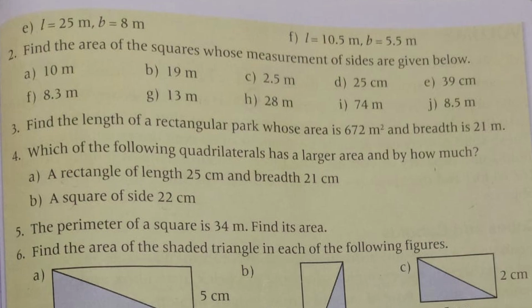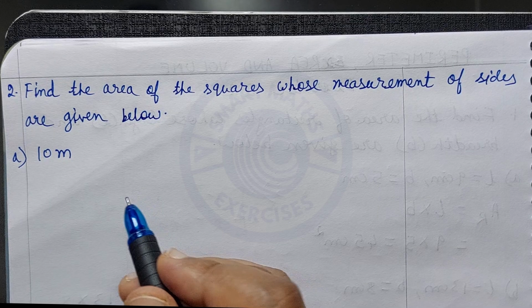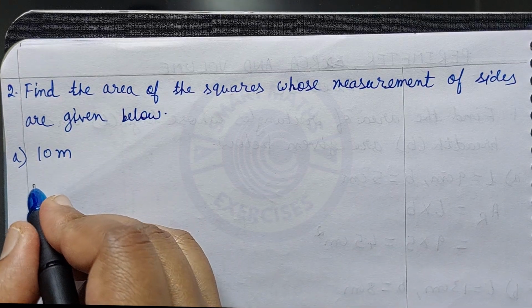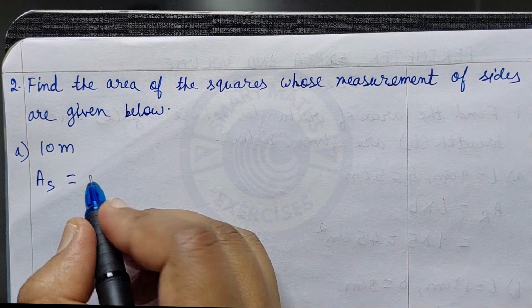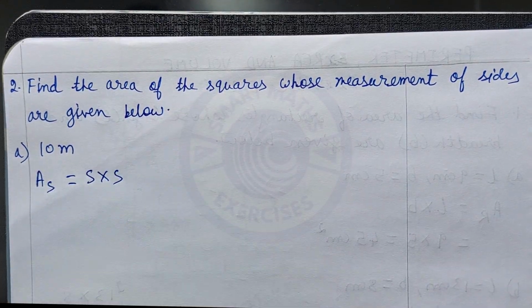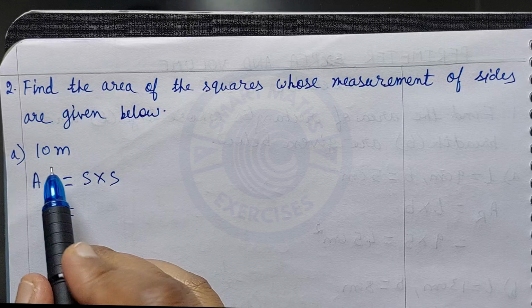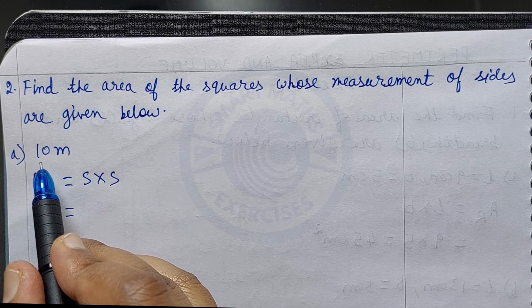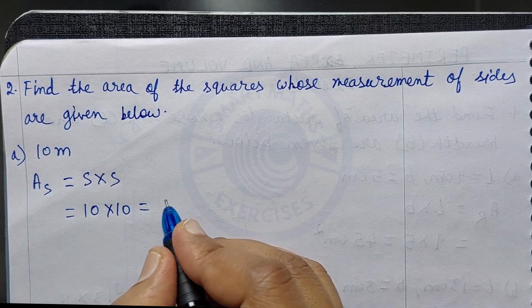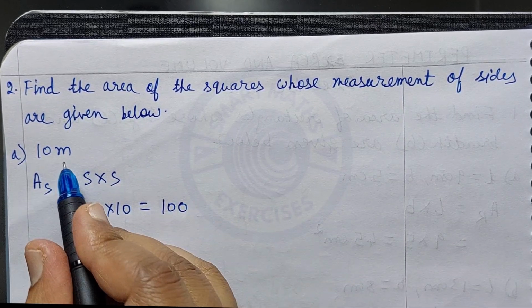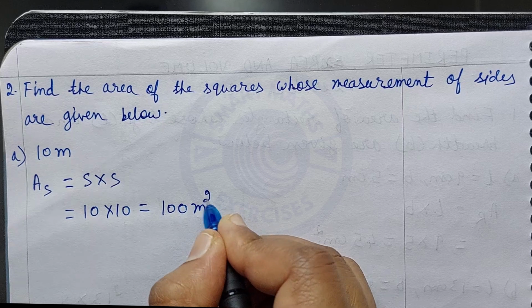Next, find the area of the squares whose measurement of sides are given below. First question, 10 m. Now here we have to find the area of square. Let's represent area of square as A of S. Formula to find this is side into side. Now here side is given, that is 10. So 10 into 10 equals 100 meter square.